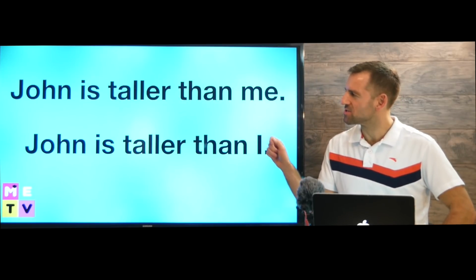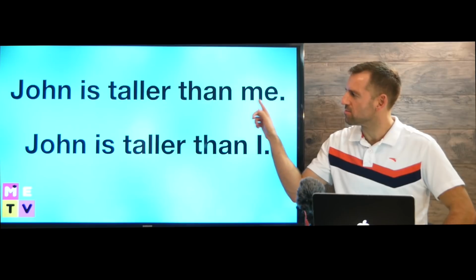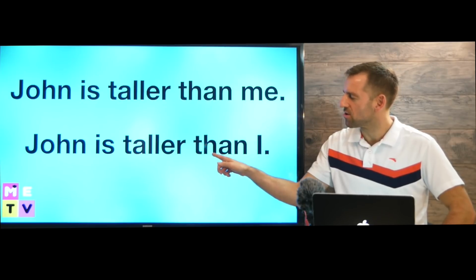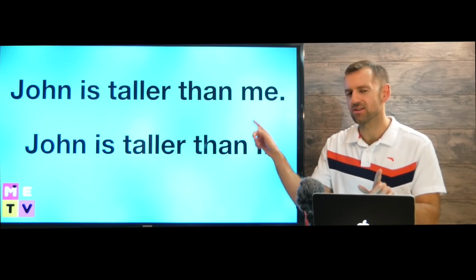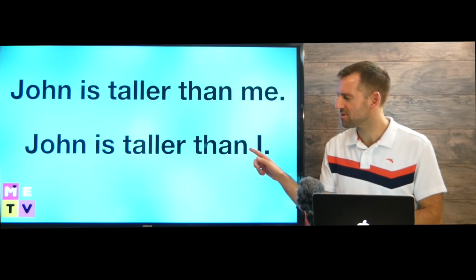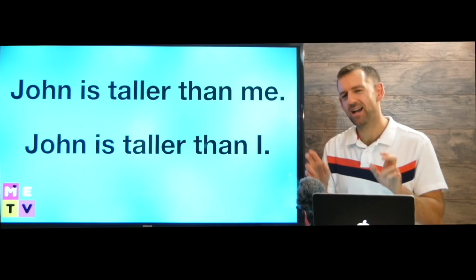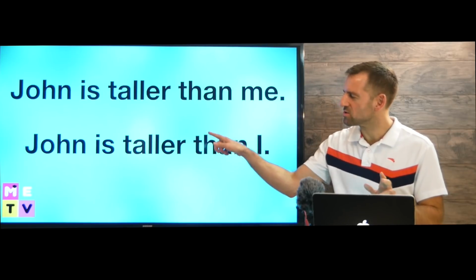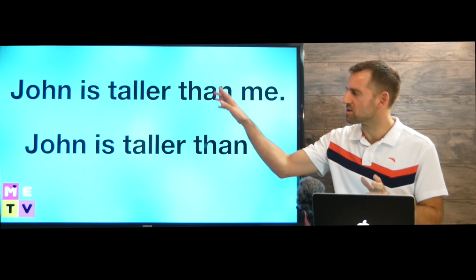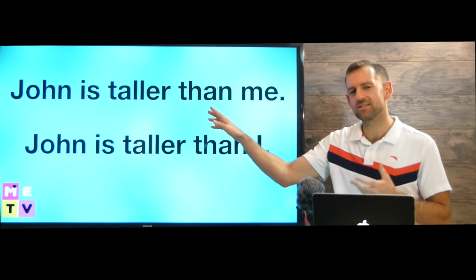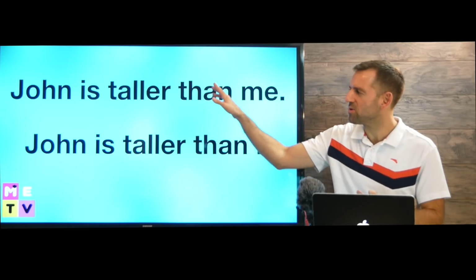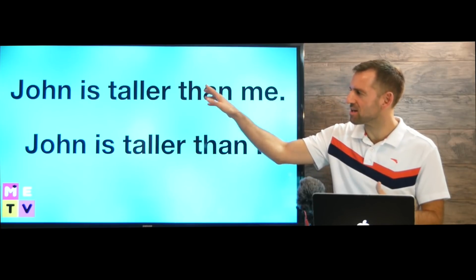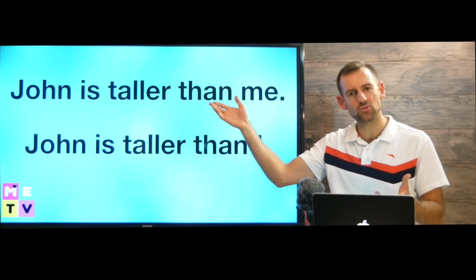Look at these two sentences. John is taller than me. John is taller than I. Which one do you think is right? Well, technically, this one is right and this one is wrong. But native English speakers never say this. We always say this because it sounds more natural.